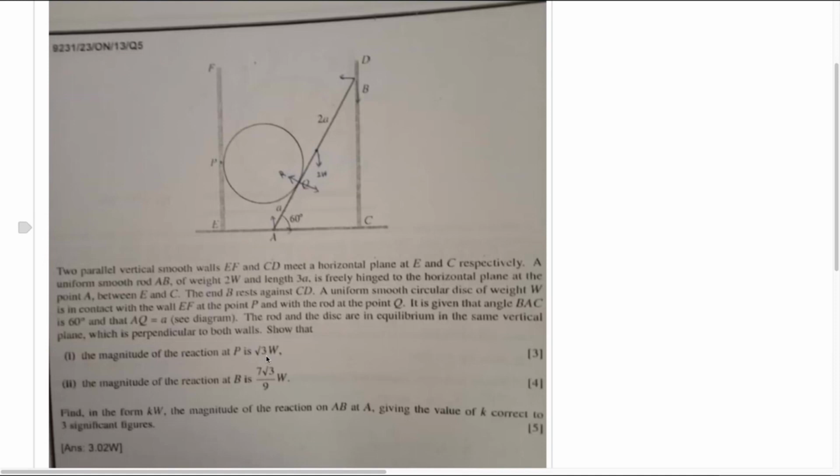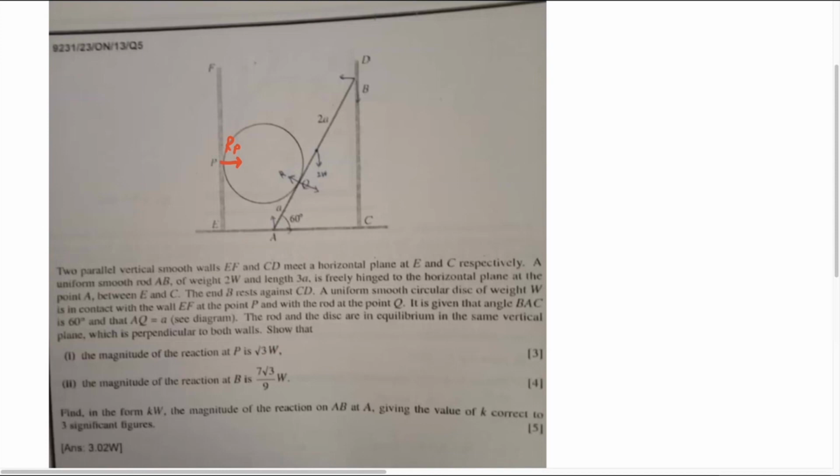Okay, so reaction at P, which is here. First of all, we need to know, because of Newton's third law, whenever the disc is touching the vertical wall, that is action. So then we have reaction in this way. So let's say I call this RP. Reaction at point P. So we have to show that this RP is square root of 3W.